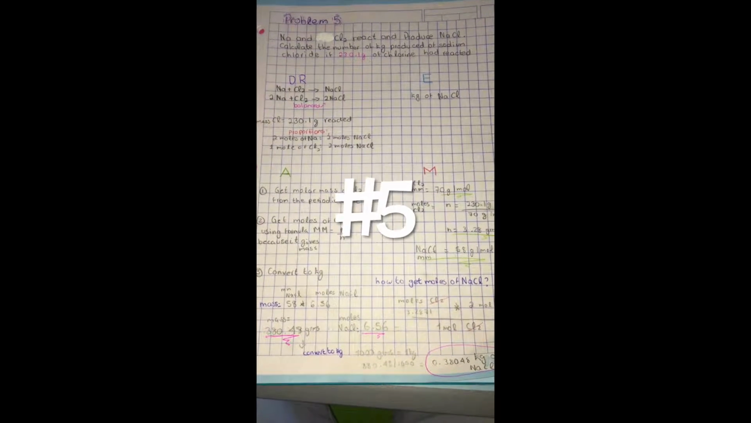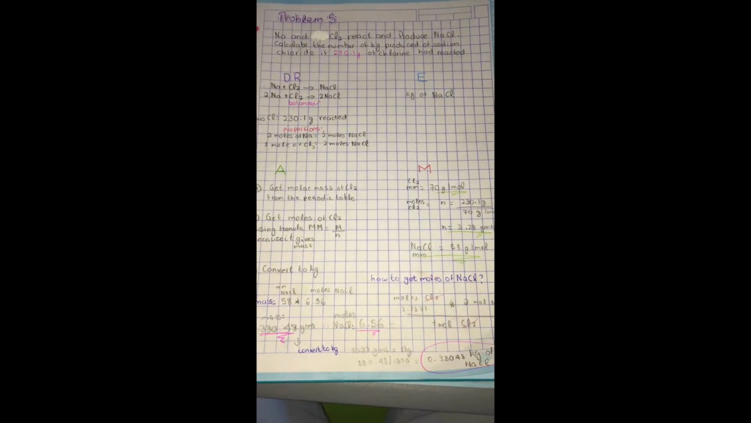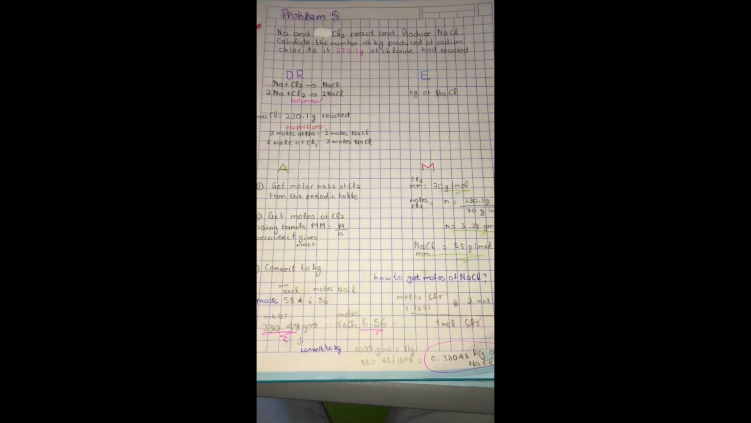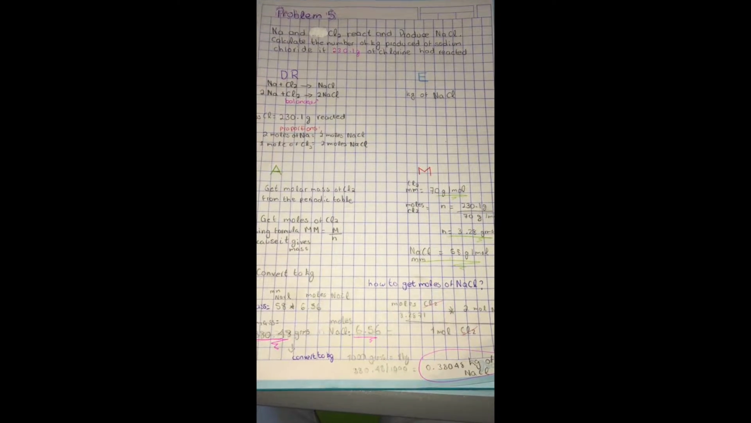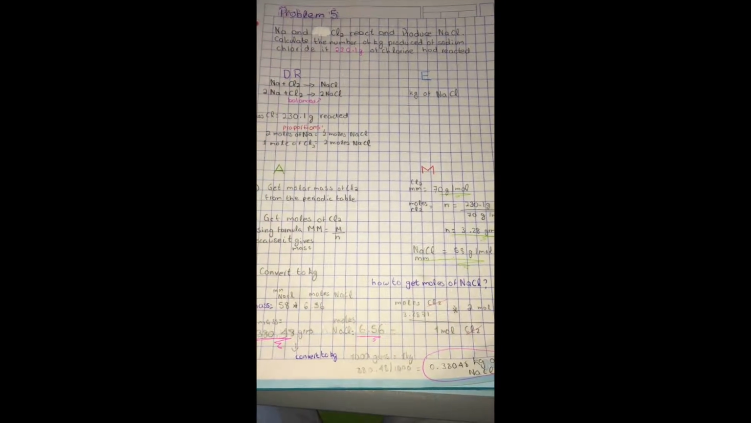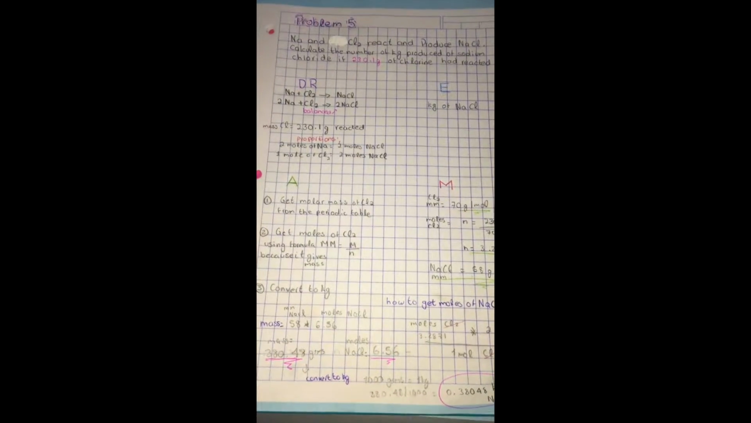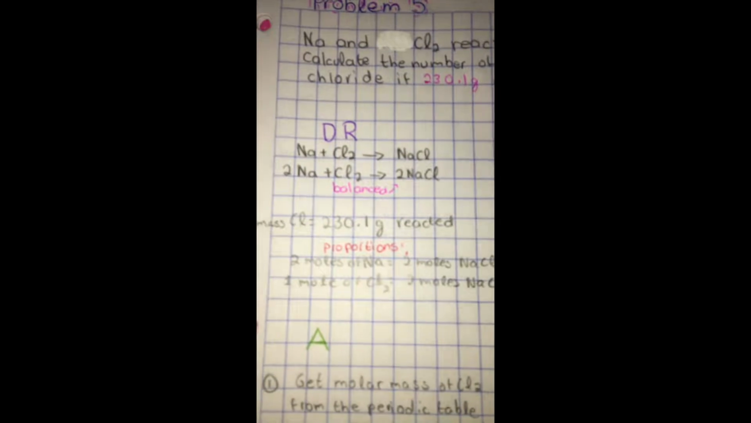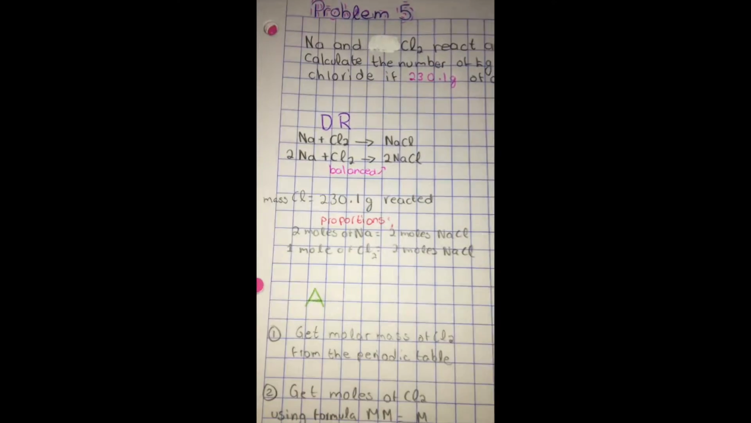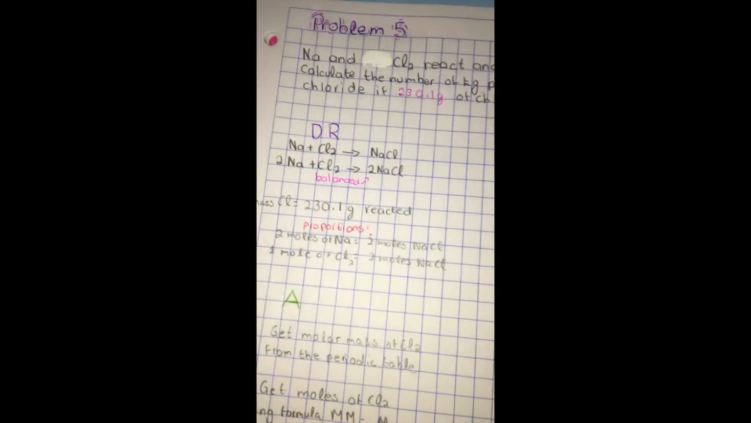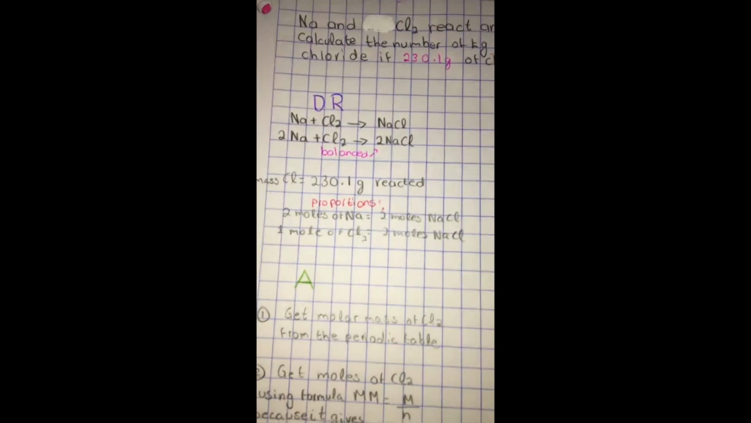This problem is telling us that we have sodium and chlorine, which react and produce NaCl. It is asking us to calculate the number of kilograms produced of sodium chloride if 230.1 grams of chlorine had reacted. The first thing we're going to do is balance the equation. Here we have Na plus Cl2 react to NaCl, but balanced it is 2 moles of Na plus 1 mole of Cl2 react and produce 2 moles of NaCl.